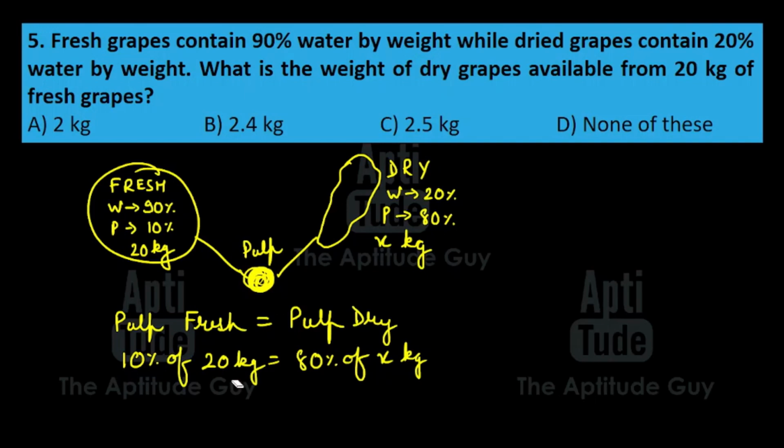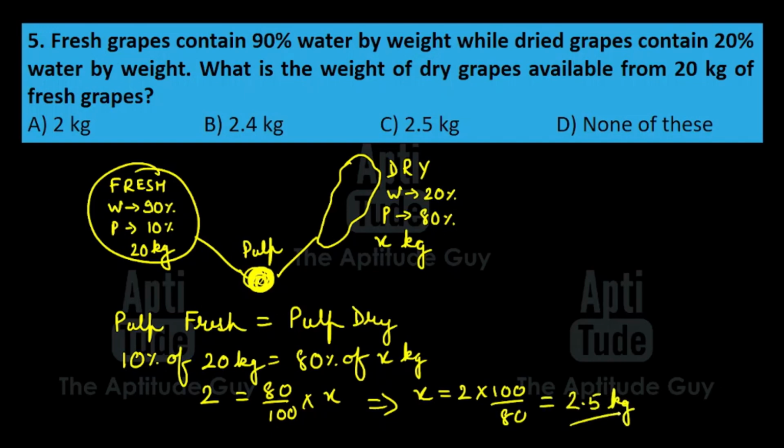That's it. 10% of 20 is how much? 10% of 20 is 2. This is equal to 80%. That is 80 by 100 into x. So what do we have here? X is equal to 2 into 100 divided by 80. And that is equal to 2.5 kgs.